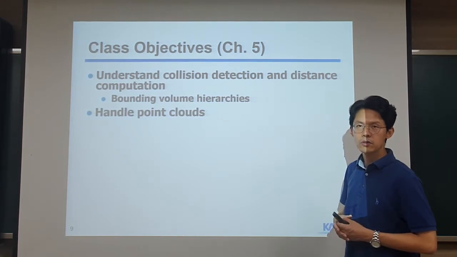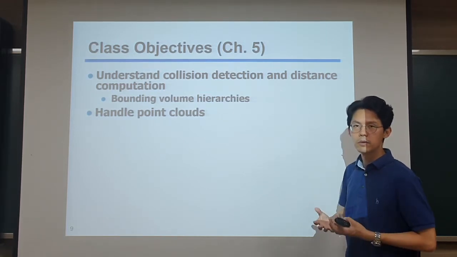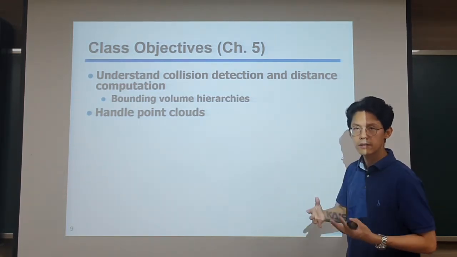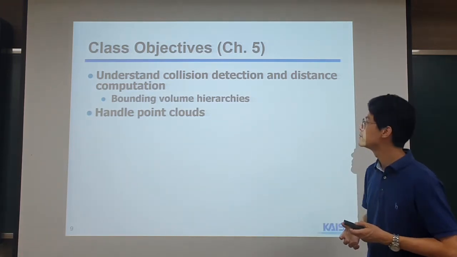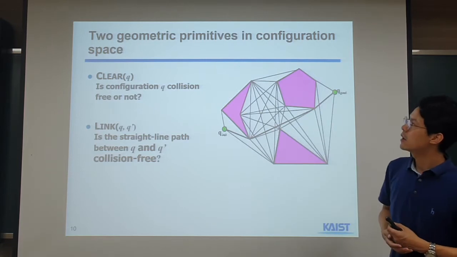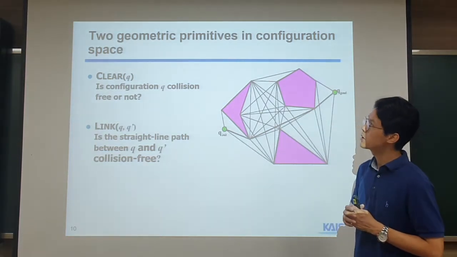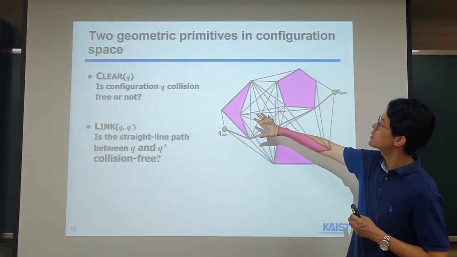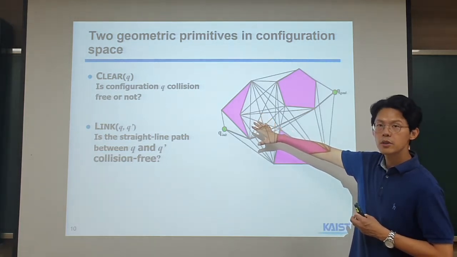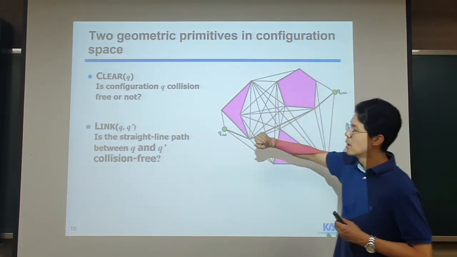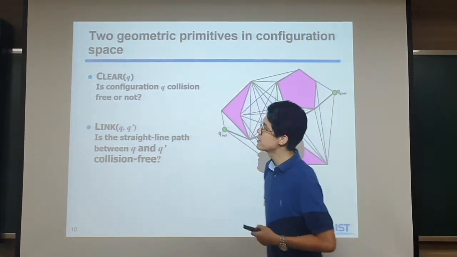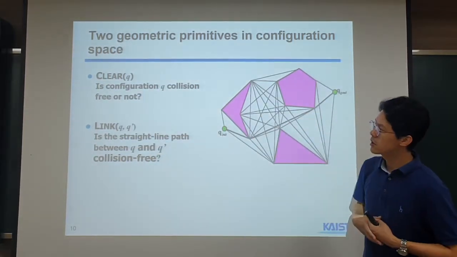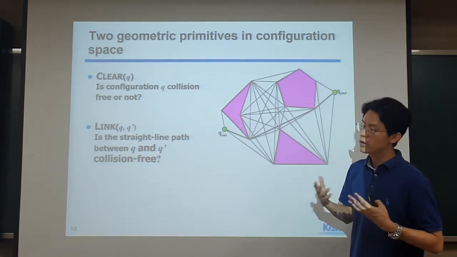Also, last time we talked about the C-space. We talked about what the homotopy classes are, and some other issues related to the C-space. So far we talked about lots of things, but these are the two main geometry primitives that are commonly used in the C-space. One is clear at a particular configuration Q. This means that at that particular configuration Q, whether we have a collision or not.